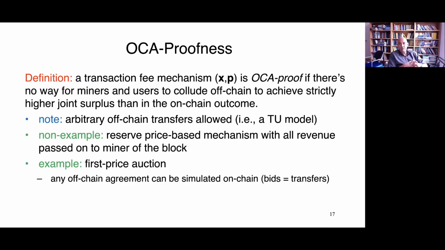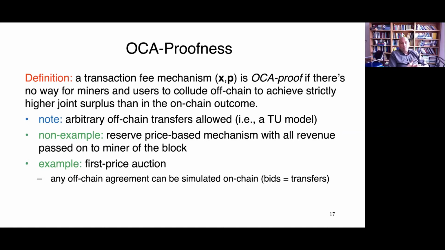So OCA here stands for an off-chain agreement, again, possibly enforced by an on-chain contract. And we call a transaction fee mechanism OCA proof if it's impossible for miners and users to collude to strictly improve their joint utility compared to what they would achieve just by behaving normally on-chain. So I want to make this definition as hard to satisfy as possible. So I'm going to allow relatively powerful coalitions. In particular, it's a transferable utility model. So arbitrary side payments are allowed between the miner and the creators of transactions in the block.